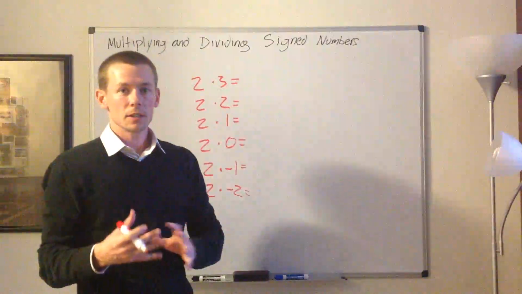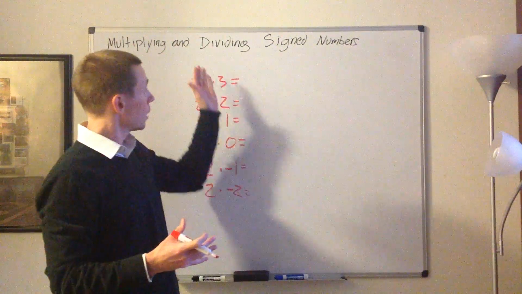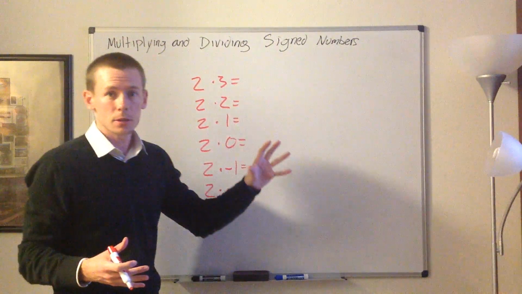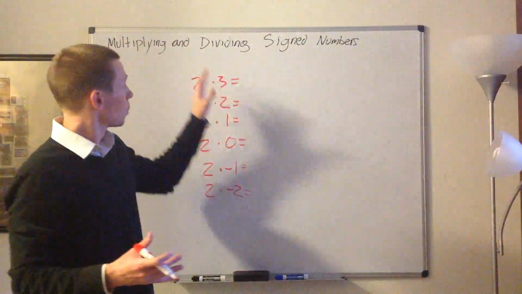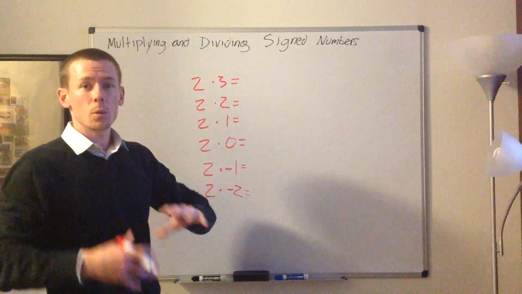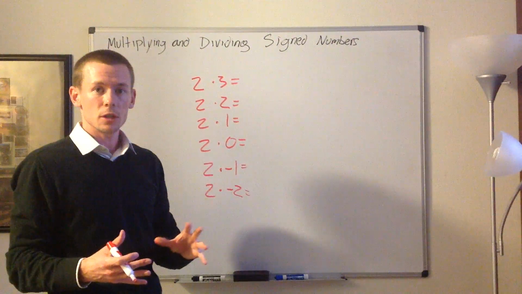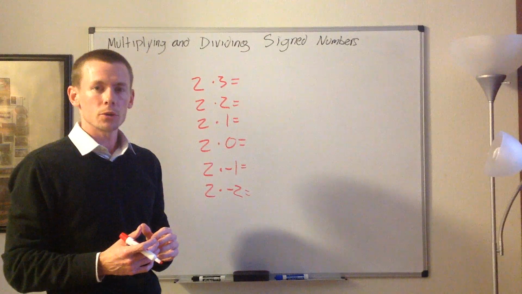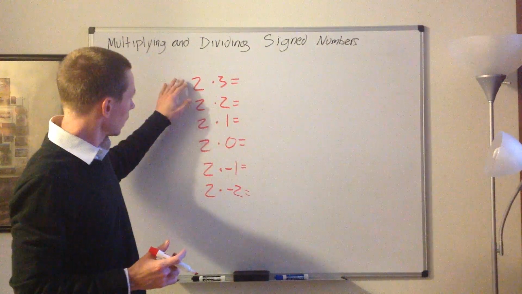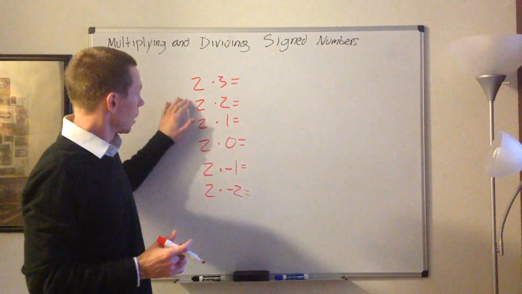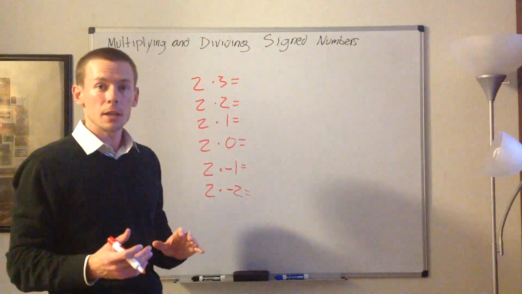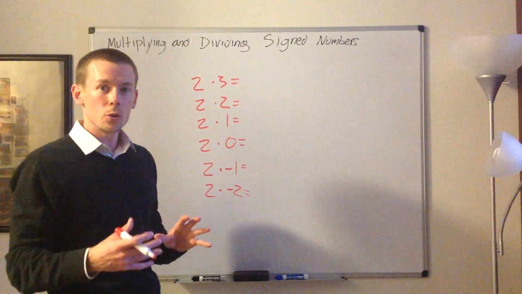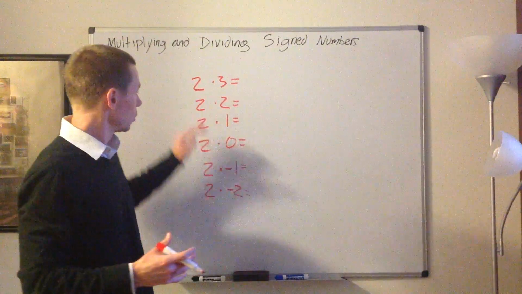This short lesson examines the rules for multiplying and dividing signed numbers. Now, division works the same as multiplication, so once I show you the rules for multiplication, division follows those same rules. So the first thing I want you to do is look at these short multiplication computations that I've written down. I want you to write the answers to the first four.